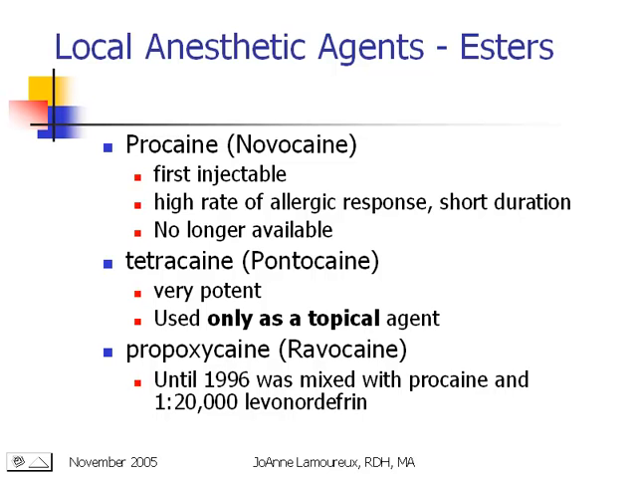Closer look at the individual injectable local anesthetic agents. The three you see listed here are classified chemically as amides, and you'll notice the first one is Novocaine, the one that everybody calls local anesthesia. It was the first developed local anesthetic injectable agent.